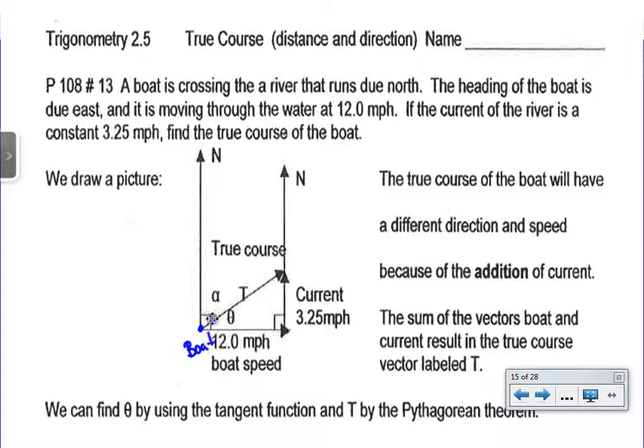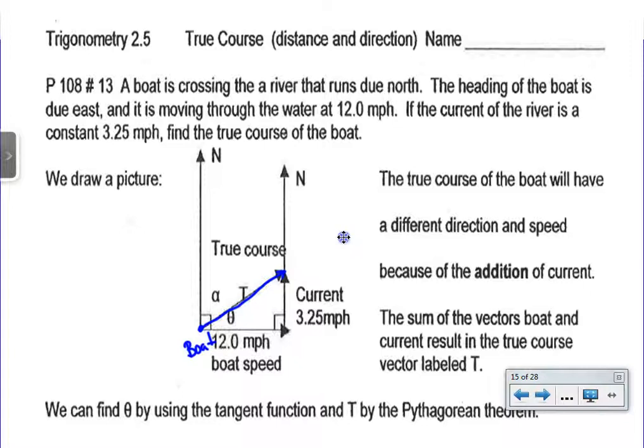And he's trying his best to travel across the river east. But because there's water pushing on him, he actually ends up going diagonally across the river. He'll eventually get to the other end of the river, but it's going to take him a little longer because instead of going due east, he's going to get pushed up on a diagonal. And the water is moving at 12 miles per hour.